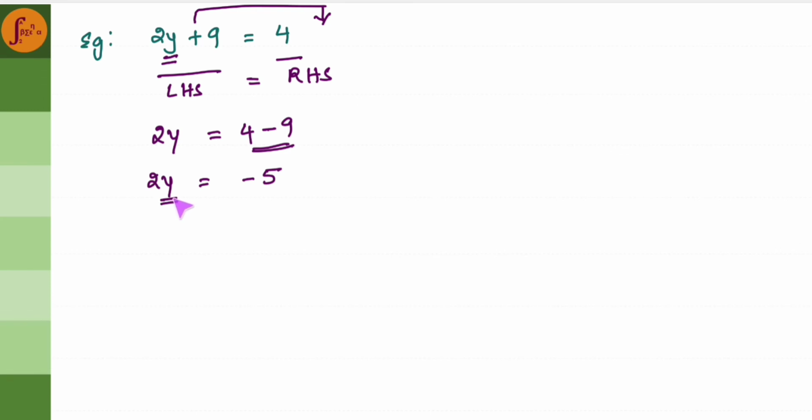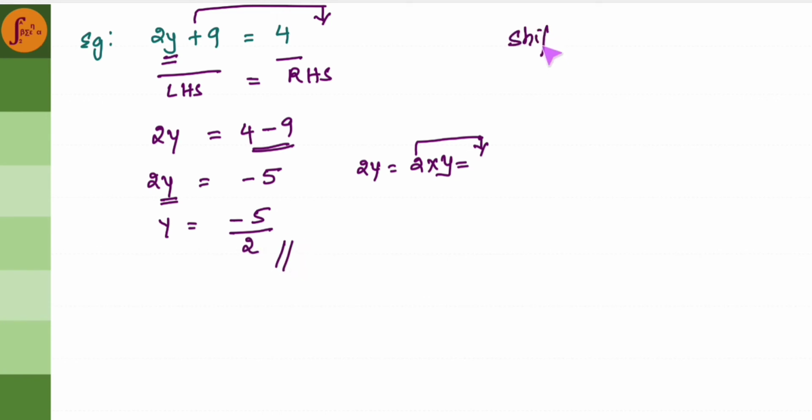We still have to get y only, but we have 2y here. When you say 2y, it is nothing but 2 into y. So when we push it to the other side, it has to become division. So y is equal to minus 5, right? This 2 will come to the denominator. So this is the value of y. This entire method of shifting is called transpose, right? Transpose means transferring, moving, shifting.